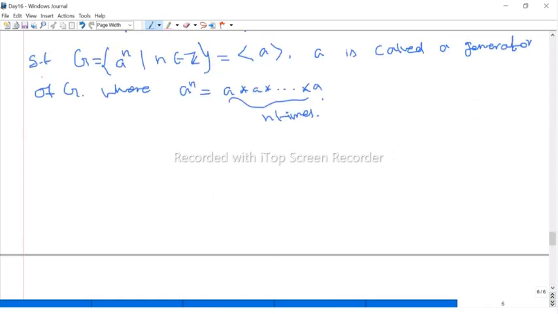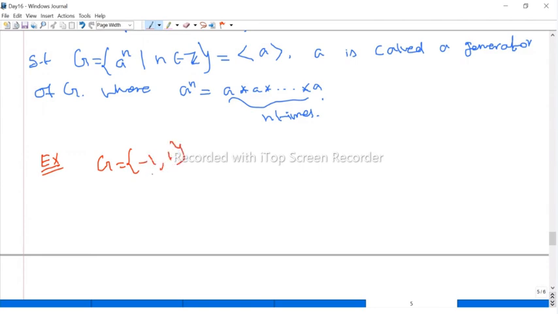For example, take the integers. That is a standard example, an infinite one. Another example: I am taking G as the two-point set {-1, +1}. This is a group with respect to multiplication. This group is generated by -1, because any element in G can be expressed as a power of -1. -1 can be written as (-1)^1, and 1 can be written as (-1)^2. Therefore every element can be expressed as a power of the single element -1.